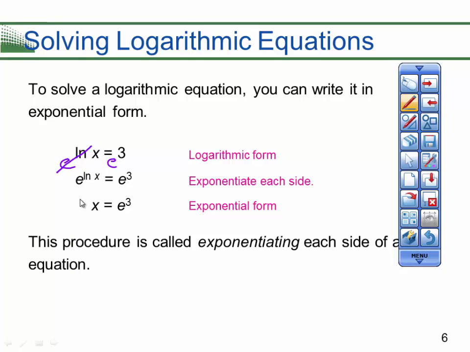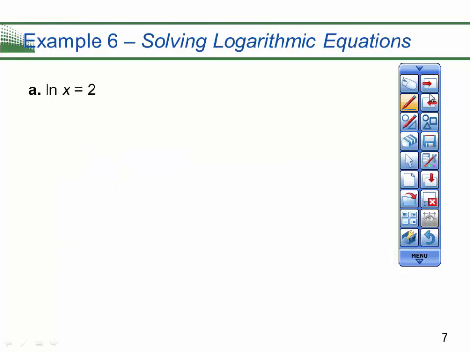And the e and natural log cancel, and you get x equals e to the third. Either way works. Let's do a couple example problems. Let's solve natural log of x equals 2. I like to put it in exponential form, so I like to say the base e to the exponent 2 equals x. If you like to raise both sides to the e, that's fine, in which case this would cancel and you get x equals e squared. Either way, you get e squared for your answer.